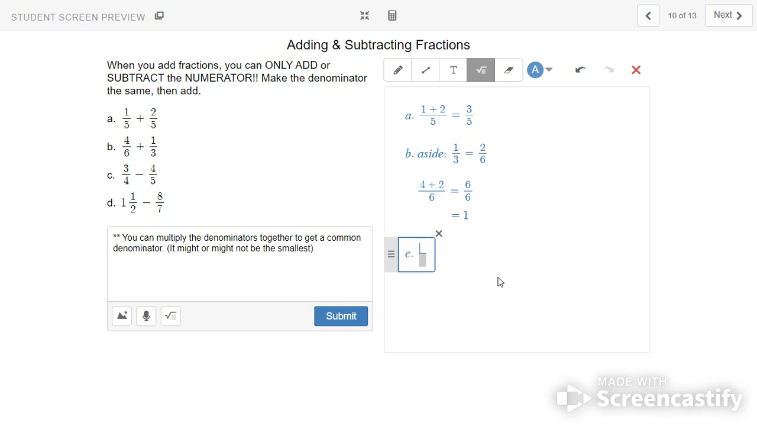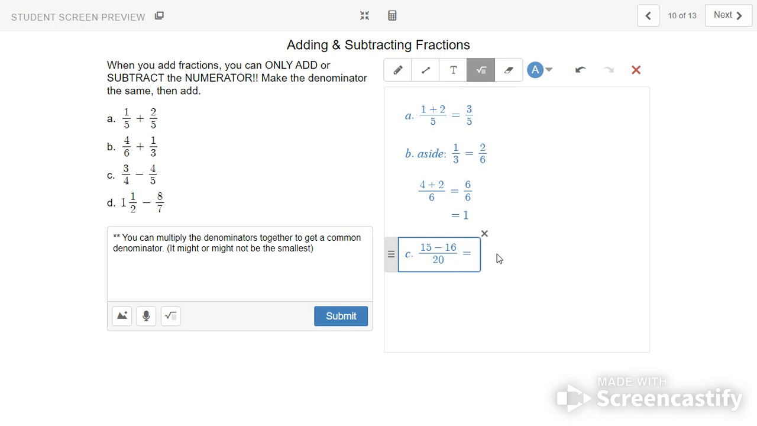Part C, I'm going to multiply it so that my denominator is 20. For 4 to get to 20, I multiplied it by 5. The top, I'm going to multiply it by 5 as well. So I now have 15/20. The second one, we have 4 times 4, because I'm going to multiply the top and bottom by 4 to get our common denominator. So 4 times 4 is 16.